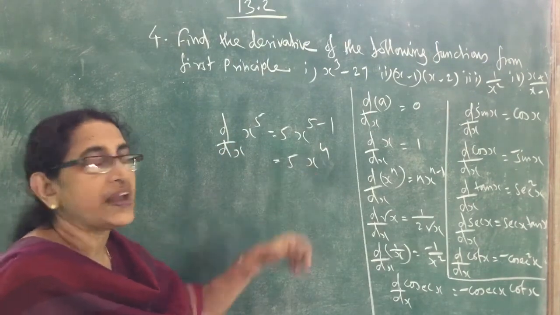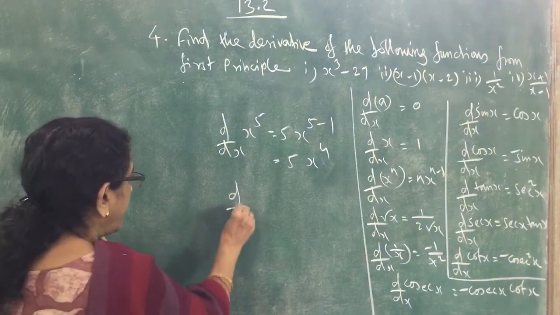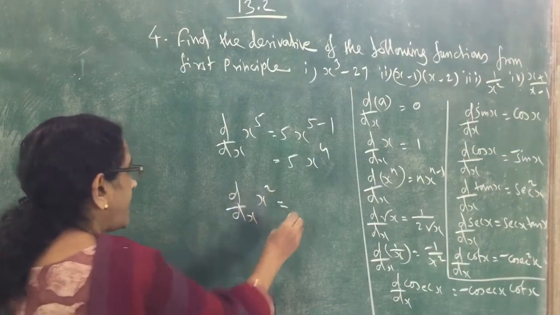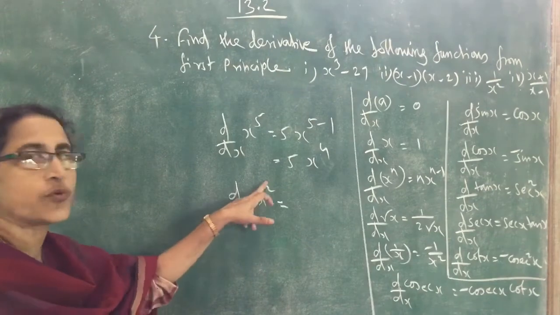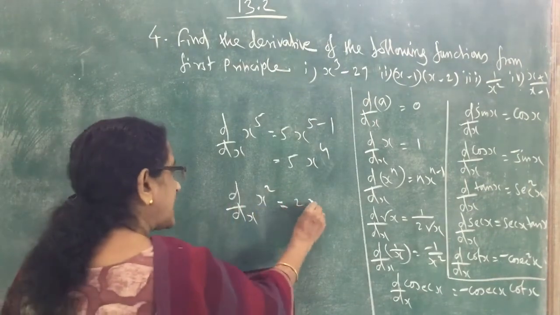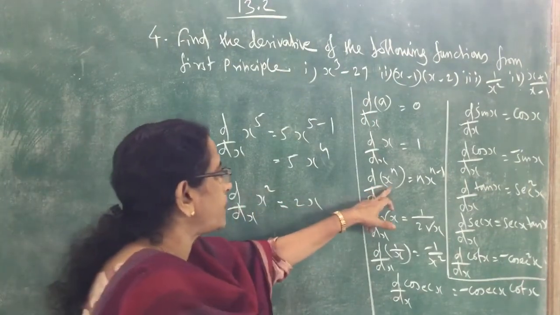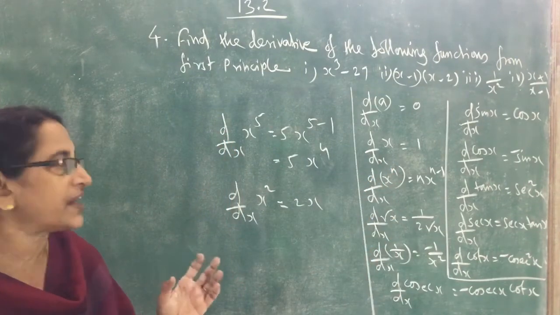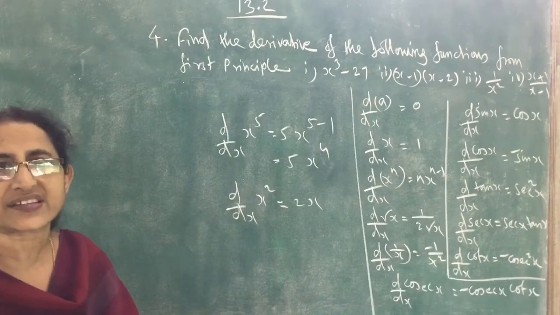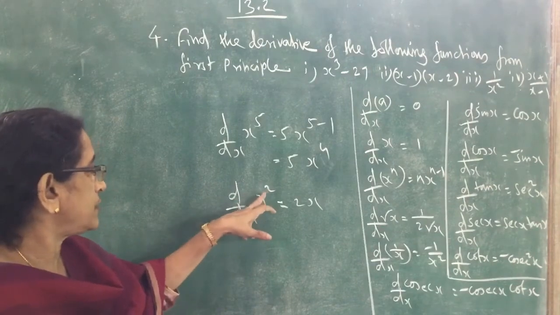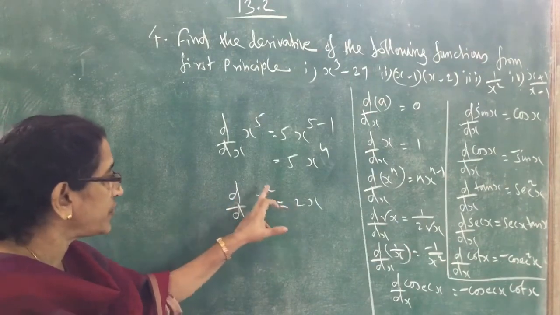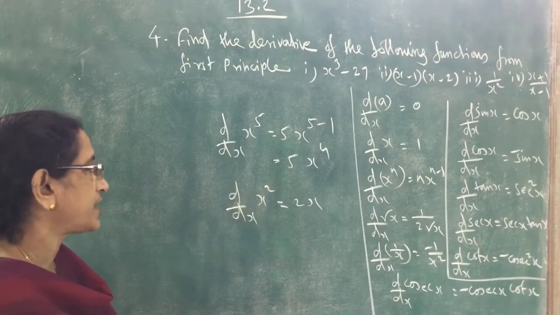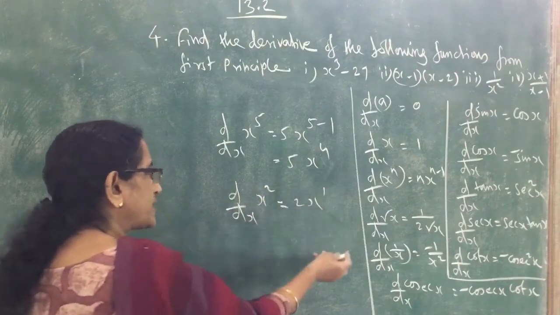Similarly, derivative of d by dx of x raised to 2 is 2 into x raised to 2 minus 1, that is 2x. Directly we can write. So applying this formula, in the place of n, if there is any number, any constant, we can apply the formula n into x raised to n minus 1. So derivative of x square is 2 into x raised to 2 minus 1, so 2x raised to 1, that is 2x.